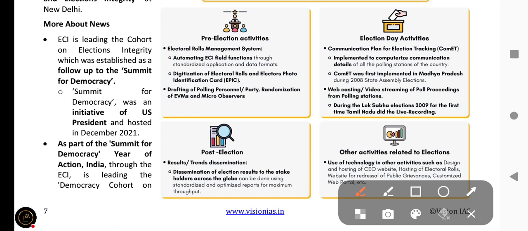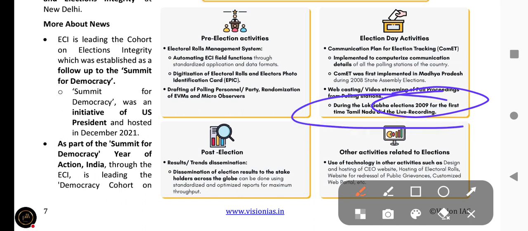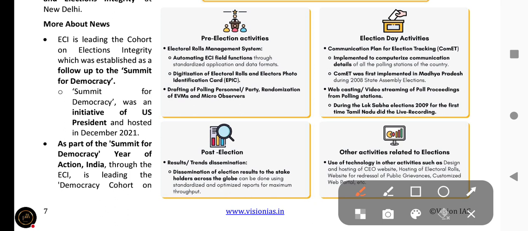And webcasting or video streaming of poll proceedings from polling stations. Remember this. During the Lok Sabha elections in 2009, for the first time, Tamil Nadu did the live recording. So this is mainly the information communication technology used during the live telecast of the election period.